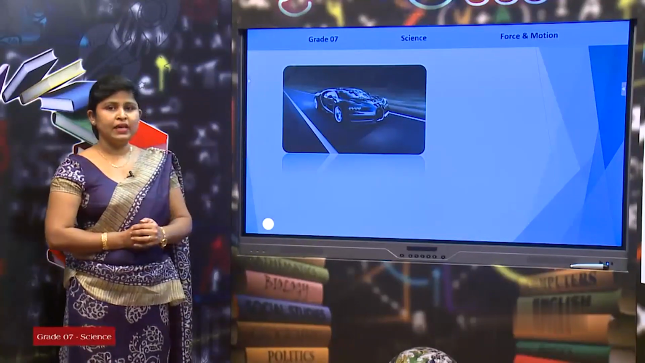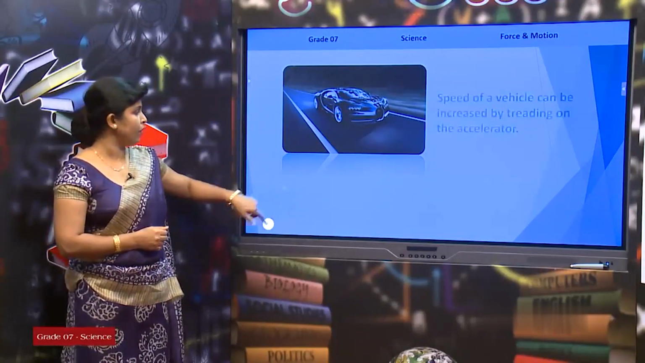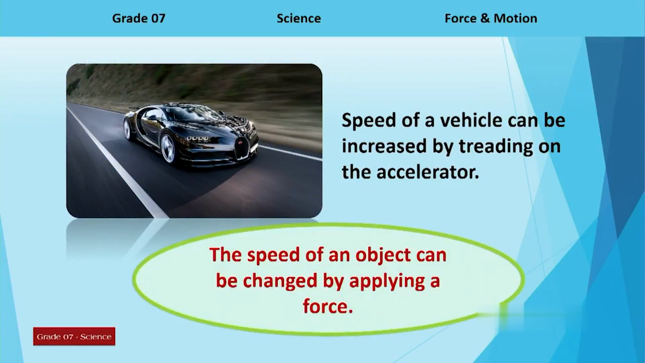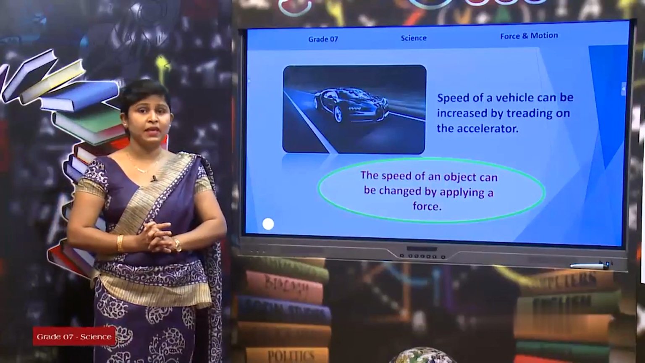You can see a vehicle which is moving along a road. The speed of the vehicle can be increased or decreased by treading on the accelerator. The speed of an object can be changed by applying a force. That is the final result of applying the force. The speed of the object can be changed.